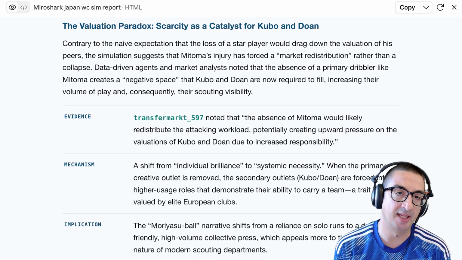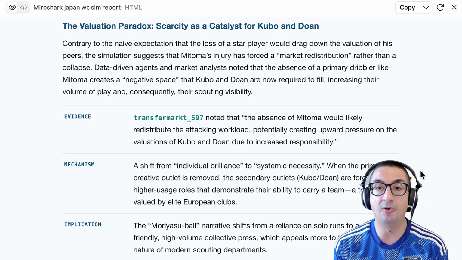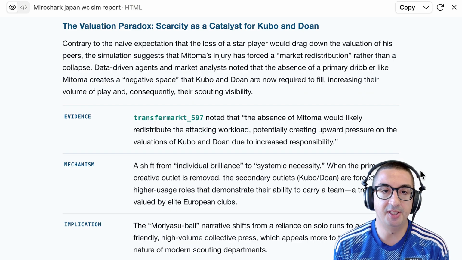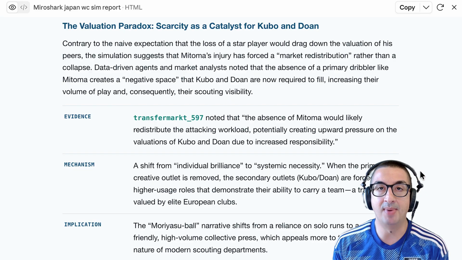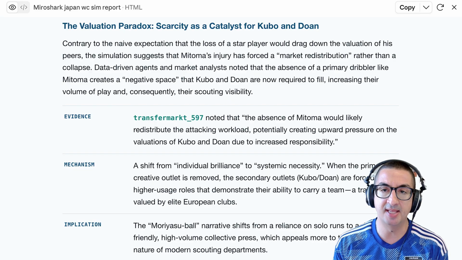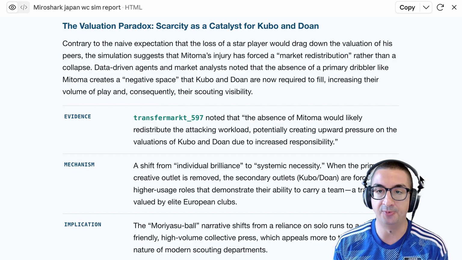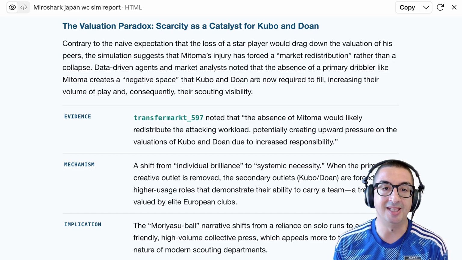The valuation paradox: scarcity as a catalyst for Kubo and Doan. Contrary to the naive expectation that the loss of a star player would drag down the valuation of his peers, the simulation suggests that Mitoma's injury has forced a market redistribution rather than a collapse. Data-driven agents and market analysts noted that the absence of a primary dribbler like Mitoma creates a negative space that Kubo and Doan are now required to fill, increasing their volume of play and consequently their scouting visibility.